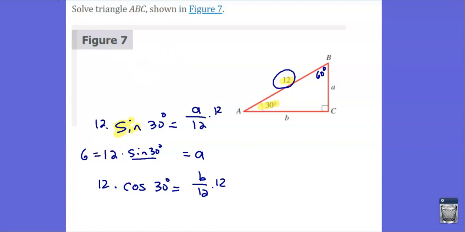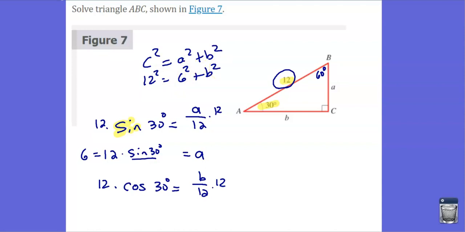So C squared equals A squared plus B squared. So once we know the hypotenuse is 12, and we find one side is 6, then we can find B squared. Okay, that's another way to do it.